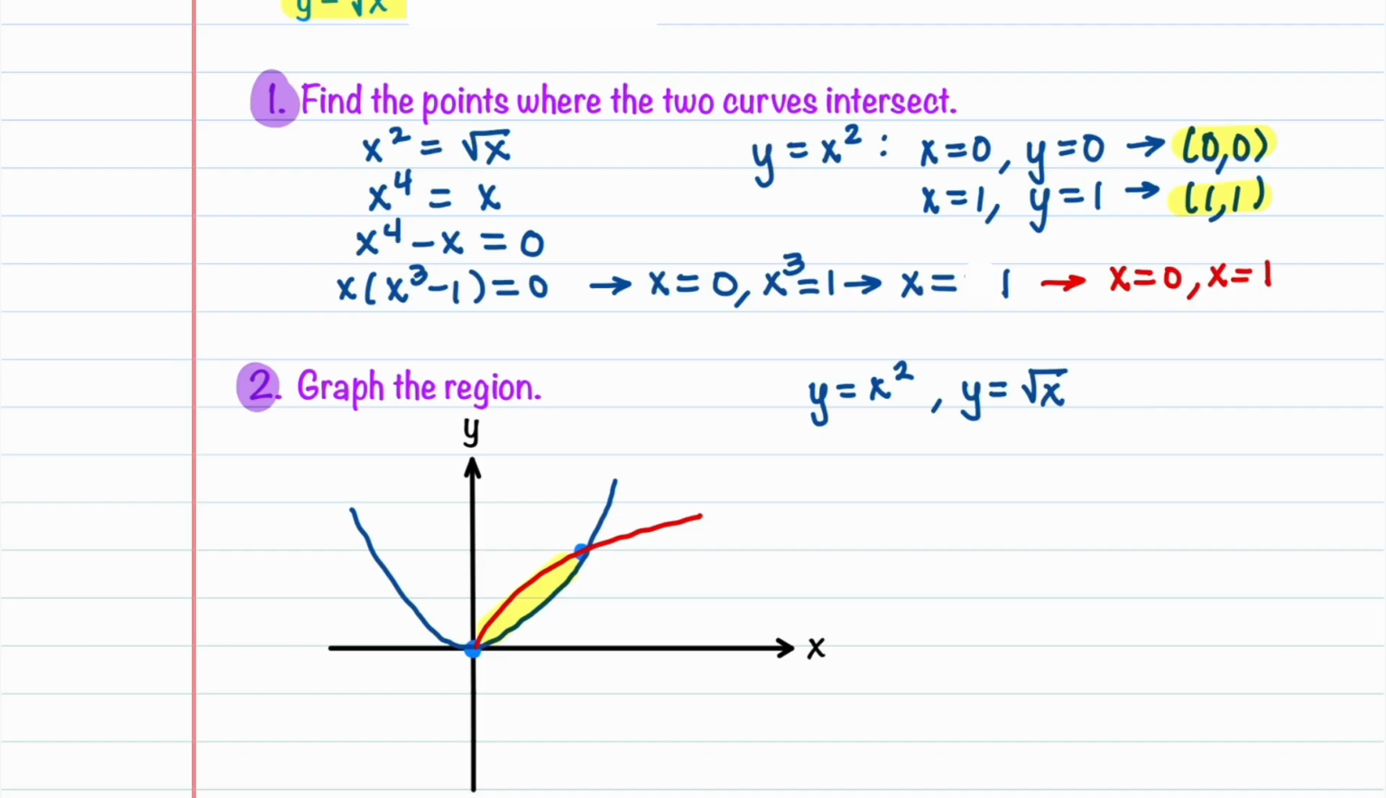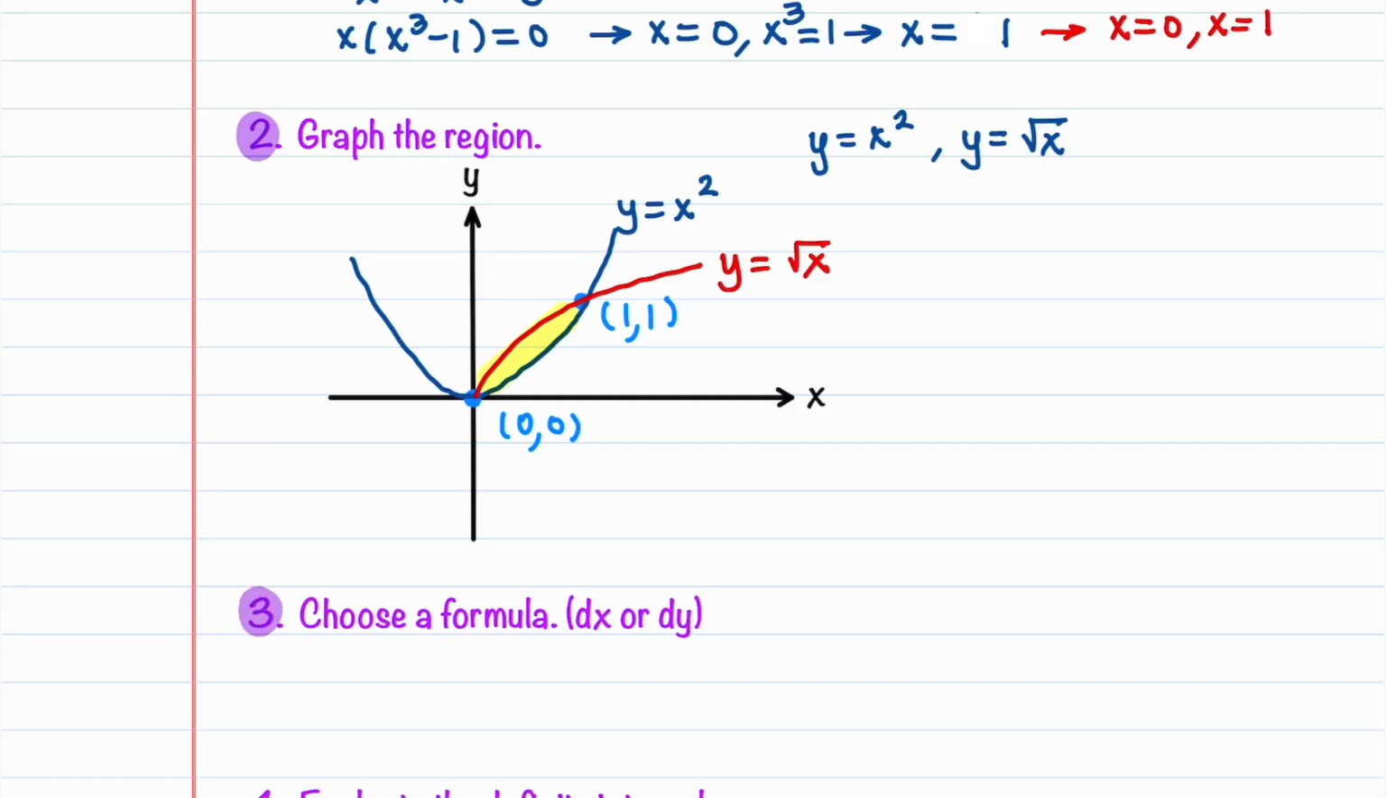Now let's go ahead and label everything. Our first intersection point was the origin, 0, 0, and then this point was 1, 1. Our curve in blue is y is equal to x squared, and then our other curve is y is equal to the square root of x. It's really important to label everything because that's going to make setting up the integral a lot easier.